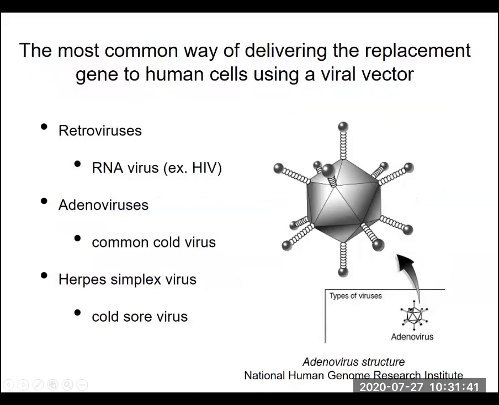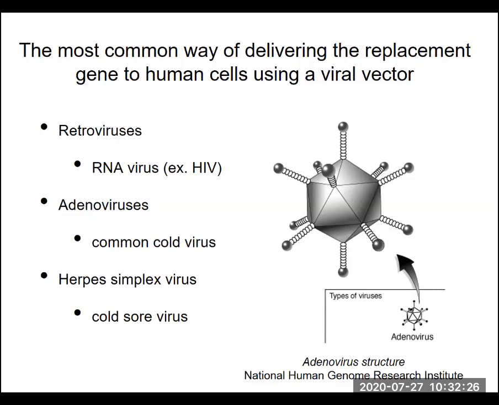Now, the most common way of delivering this replacement gene, the repaired DNA, into human cells is to use a viral vector. We've talked about viruses a little bit before in the course, and the idea that we can use them to carry some type of nucleotide message, either RNA or DNA, because viruses are really good at infecting cells. When a virus infects a cell, it basically injects the RNA or DNA that's found within the virus into the cell, and it takes over the cell. It gets the cell to make copies and to express whatever genetic material it injected in.